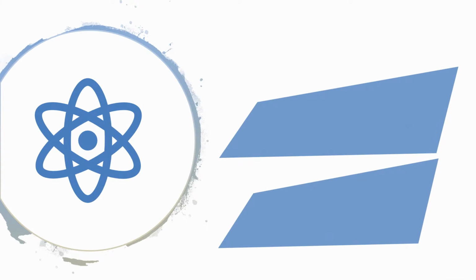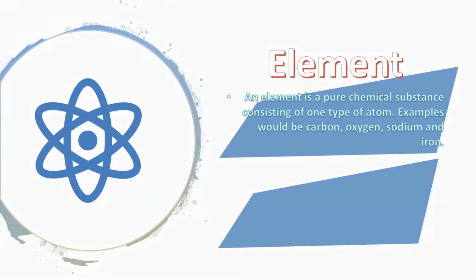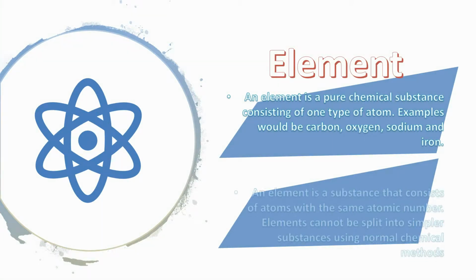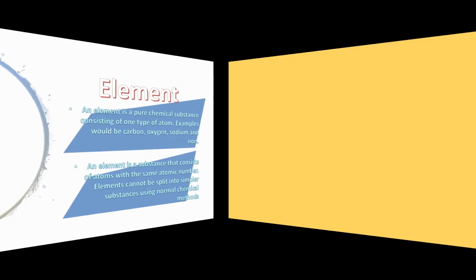Next is element. An element is a pure chemical substance consisting of one type of atom. Examples would be carbon, oxygen, sodium, and iron. An element is a substance that consists of atoms with the same atomic number. Elements cannot be split into simpler substances using normal chemical methods.